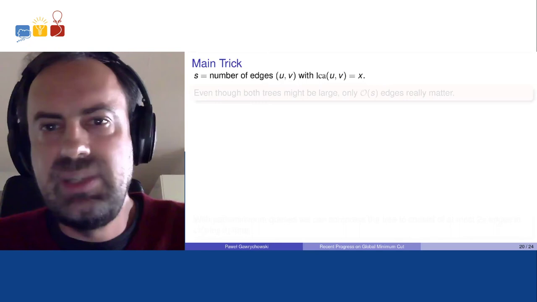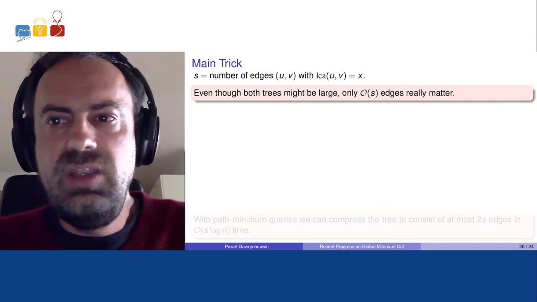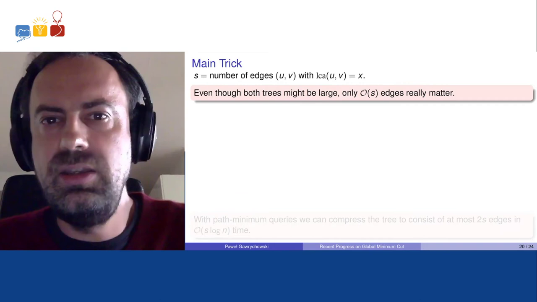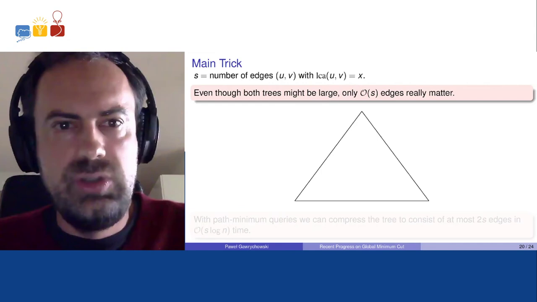So here is the main trick. That's very simple. So even if those two subtrees are large, most of their edges don't really matter. Okay, so if we denote by S the number of cross edges with LCA equal to the current X, only O of S edges matter. And let me show you why. So this is the subtree of X.